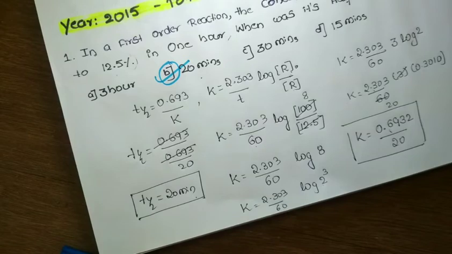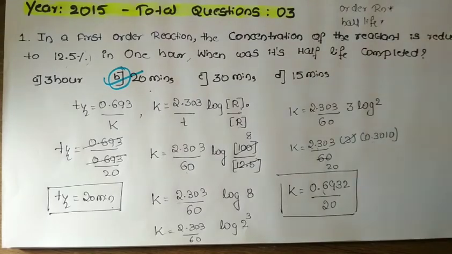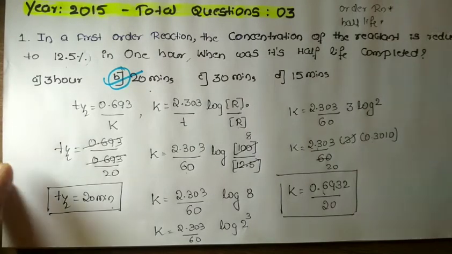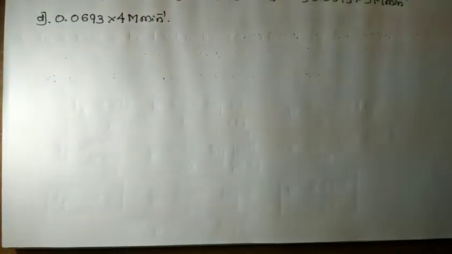So let us move to the next problem of the same year. You can just note it down if you want. This is the method of solving this problem. The question is based on the order of a reaction, where you need to find out the half-life of a reaction.